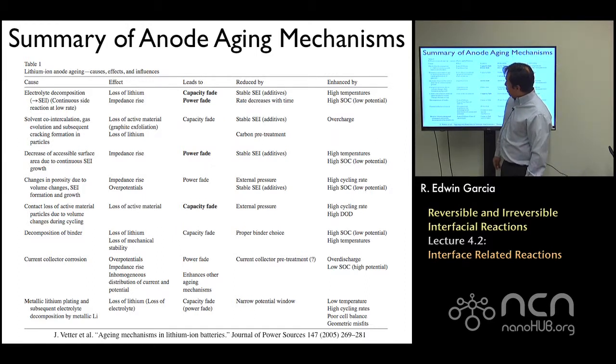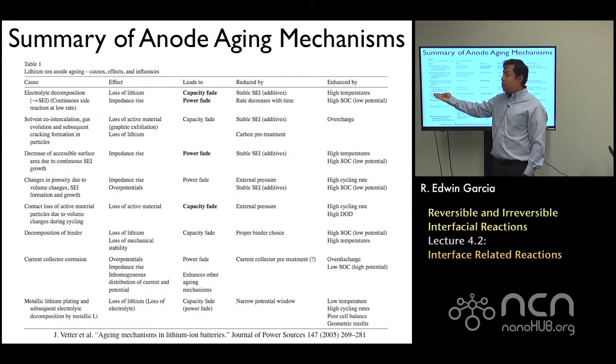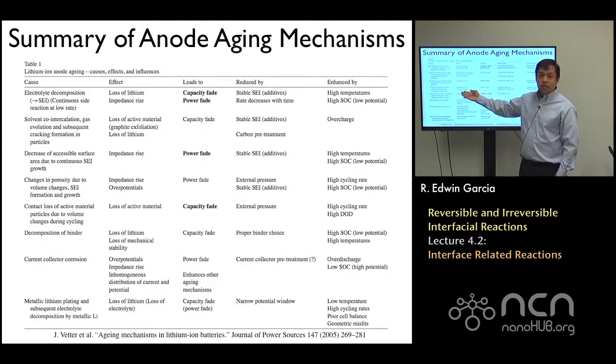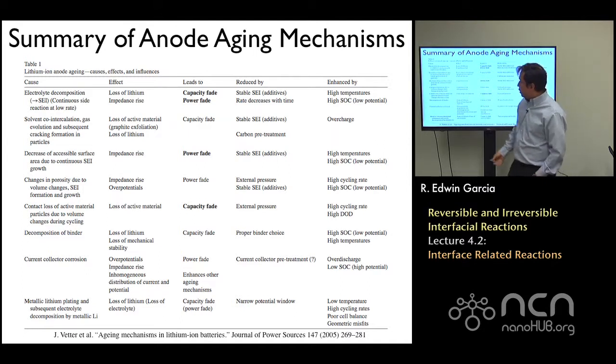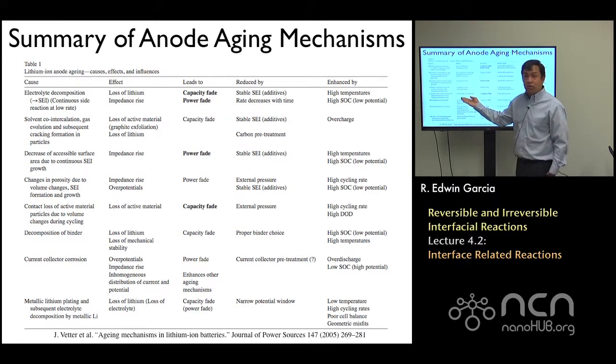Okay. If you decrease the accessible surface area due to continuous SEI growth, that will also raise impedance and the potential of your cell will drop. If you induce changes in porosity due to these volume changes or SEI blockage, then that will also raise impedance and your power will drop as well. If you lose contact between active material due to volume changes during cycling, that will also induce loss of active material.